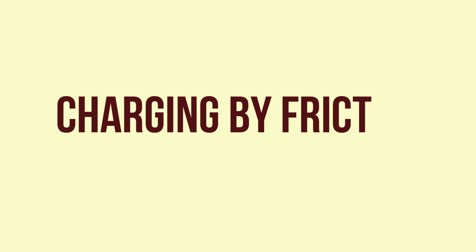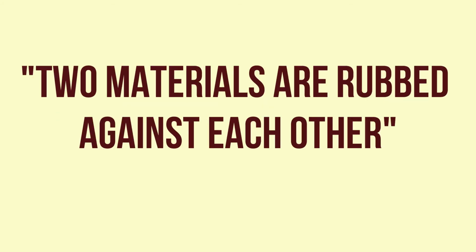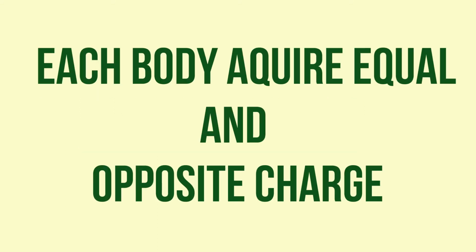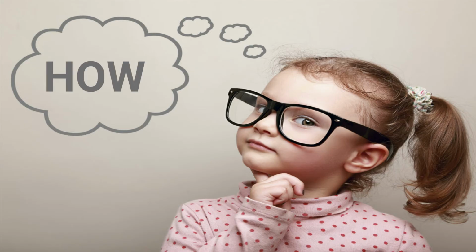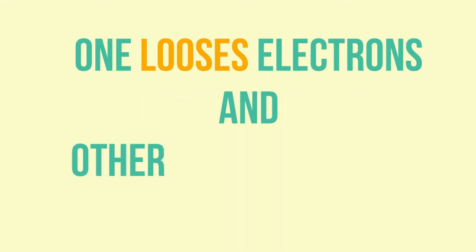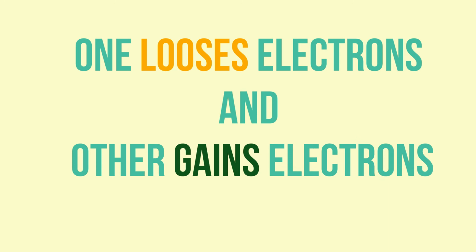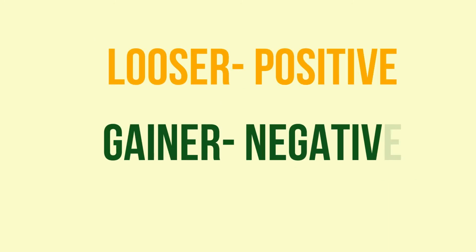First, charging by friction. Guys, in this method we take two materials and rub them against each other, and after rubbing each body acquires equal and opposite charges. And the question is, how does this happen? The answer is pretty simple. Upon rubbing, one material loses electrons and the other gains electrons. The one that loses the electrons becomes positively charged and the one that gains electrons becomes negatively charged.